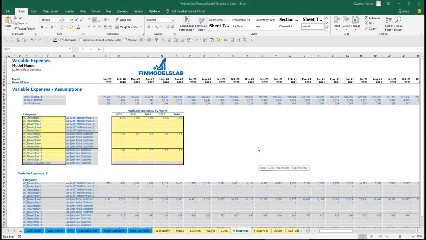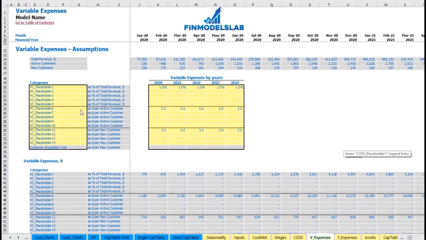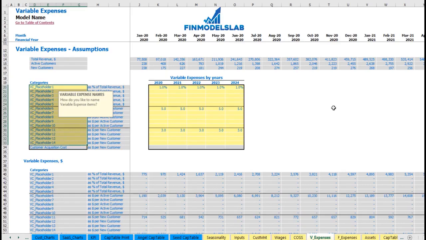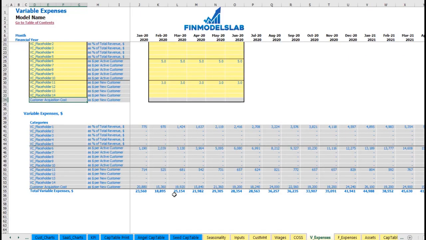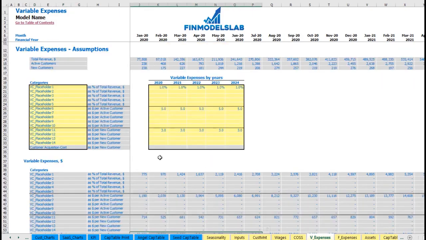On the variable expenses tab, you can input up to 15 line items of your variable expenses. Please note that you can input only in yellow cells, so the first 14 cells are changeable and the last one is already predefined, which is customer acquisition cost, which you input previously in the dashboard. For this customer acquisition cost you have amounts without any need to input any assumptions. All other categories are broken down by 3 categories: as a percentage of total revenue basis, as dollars per active customer, and as dollars per new customer.